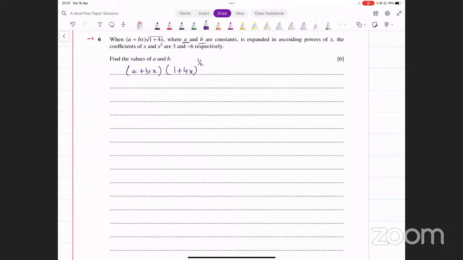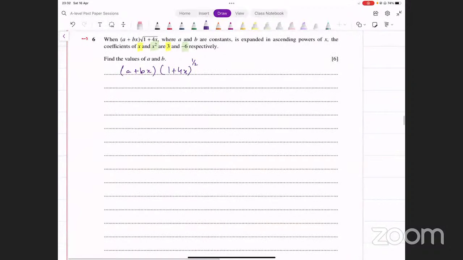We are given that a and b are constants. When this is expanded in ascending powers of x, the coefficients of x and x square are given. X का coefficient 3 है और x square का coefficient -6 है. अच्छा, I think it's not that difficult really, but let's do this quickly. ये हमें find करनी है a और b की values. What do we do? We have to expand this thing. 1 plus 4x whole raised to power 1 over 2. ये expand करना है.